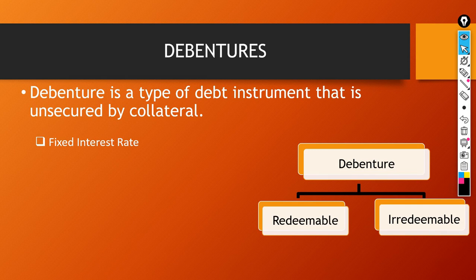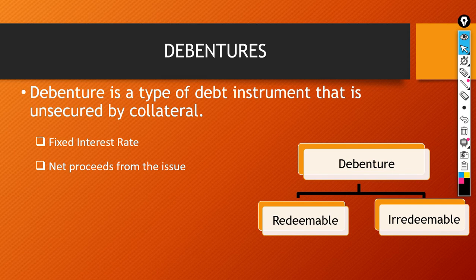So this fixed rate of interest will be irrespective of the profit that the company is earning. But here you have to remember that the fixed rate of interest is always calculated on the face value. It will never be calculated on your sale value. That means on whatever price the company is issuing the debentures, it will not be calculated on that. It will always be calculated on the face value of a debenture.